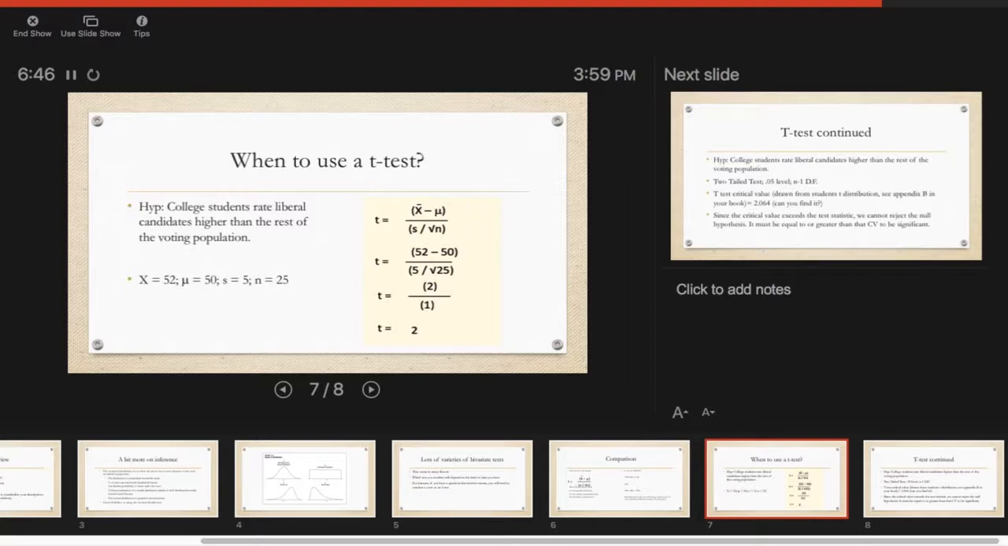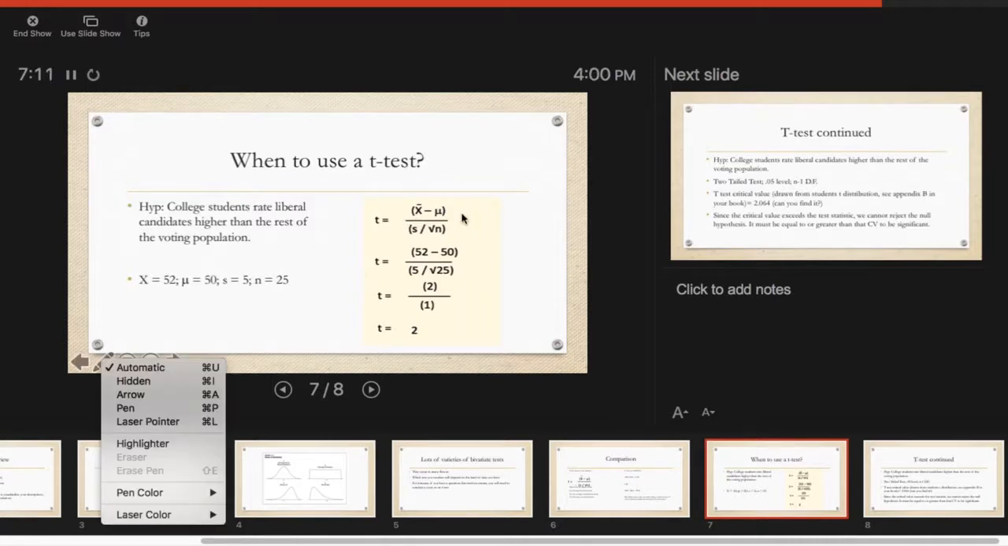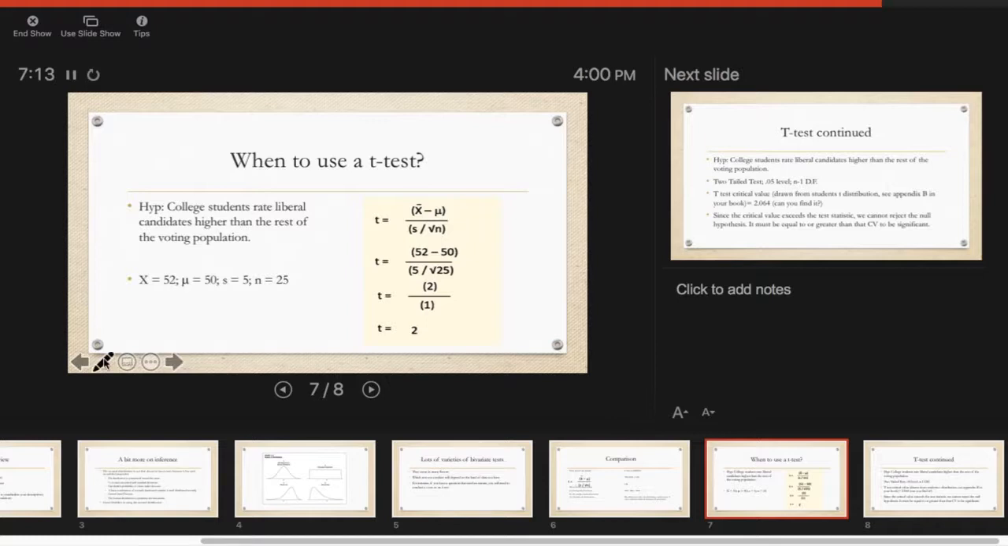So you set up your equation so that you put your 52, and you subtract from it your hypothesized mean, which is 50. You'll plug in the values. In this case, your standard deviation is 5, and your n size is 25. So you've asked 25 people about this particular question. As you plug in the values and calculate this out, you get a t, your test statistic, of 2. All right, so you've got a 2.